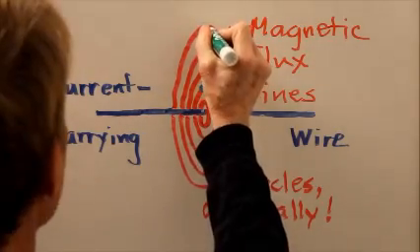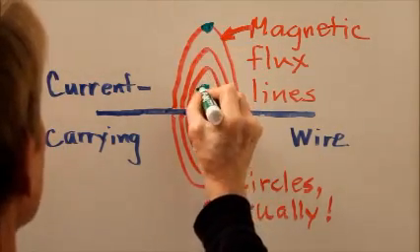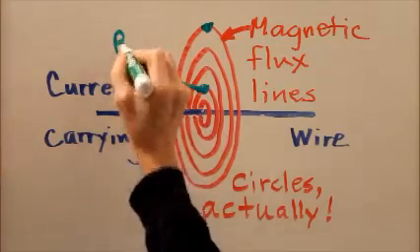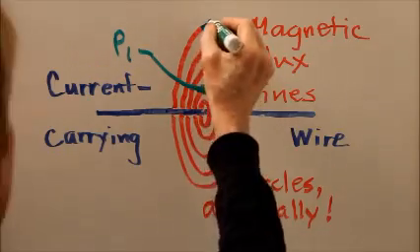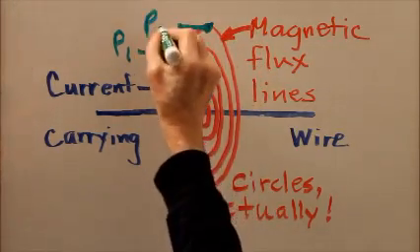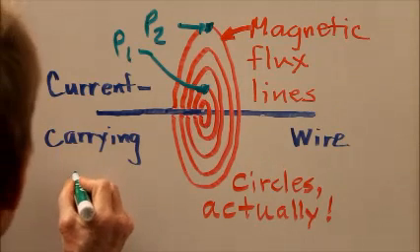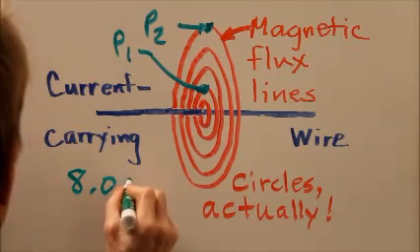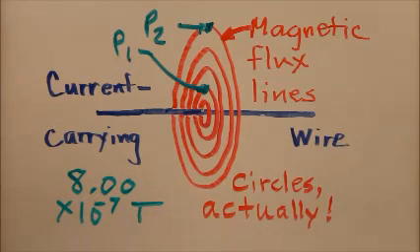Well, that's 4 times as far. So P1, point 1, is at a distance of whatever, and P2, point number 2, is 4 times as far away. Remember, the original flux density was 8.00 times 10 to the -7th Teslas.